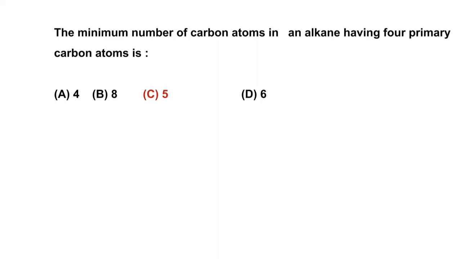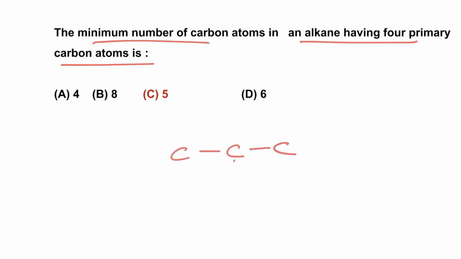In this question, we have to find the minimum number of carbon atoms in an alkane molecule having 4 primary carbon atoms. So first of all, a primary carbon is the carbon which is directly connected with one other carbon atom. So if we take the neopentane molecule, in neopentane, each of these carbons is connected with one other carbon atom. So these atoms are 1 degree carbon.